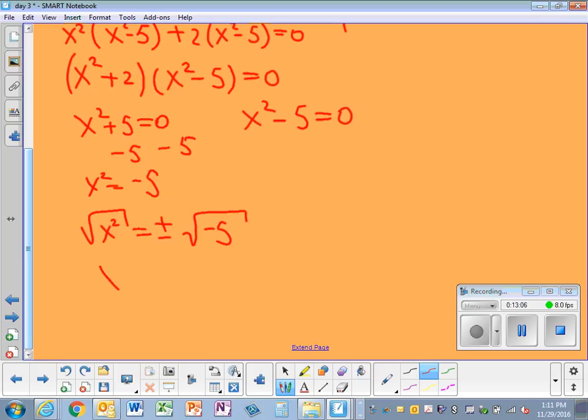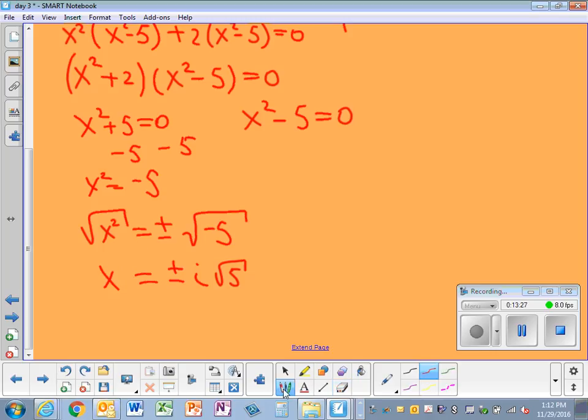Right, so how do I deal with this? Because under the square root I have a negative number, I think that negative out is this I.